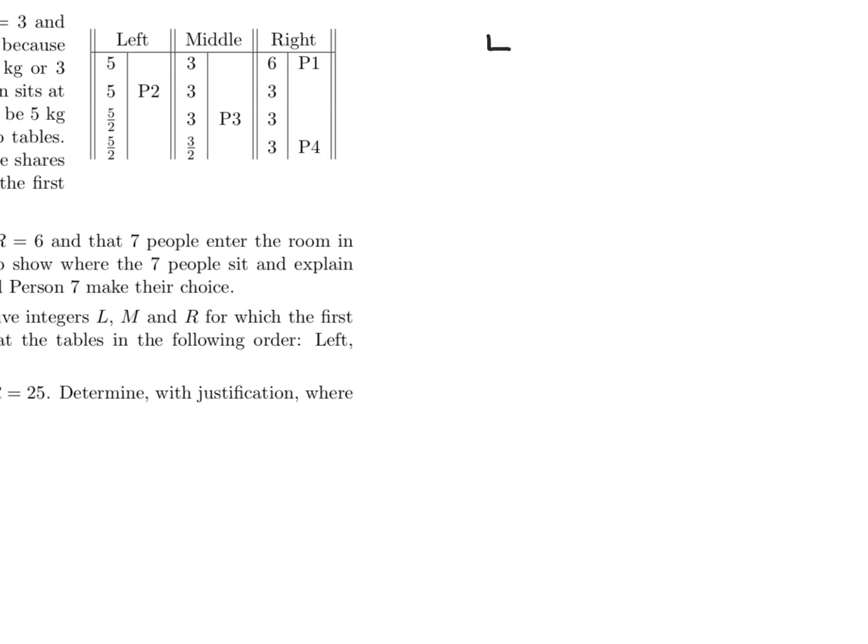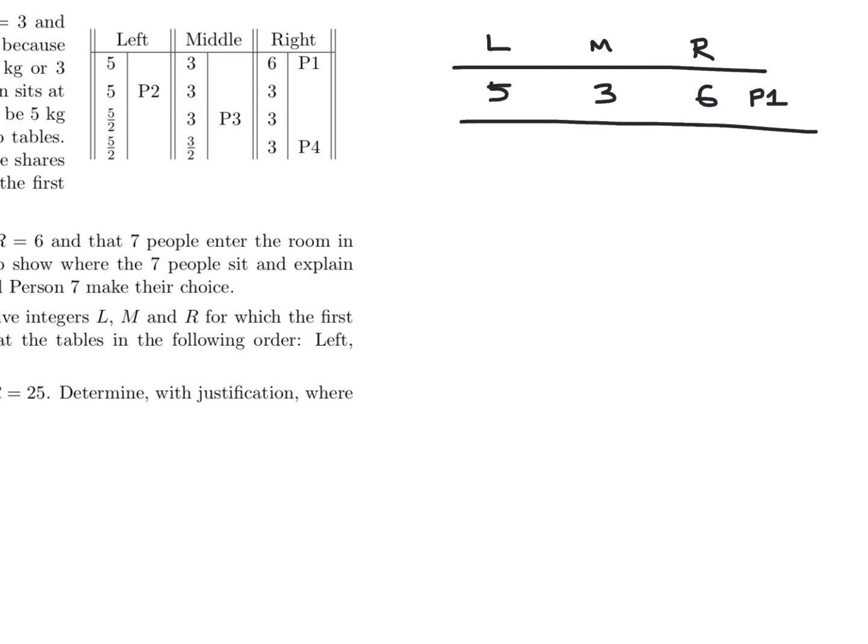So we have L, M, and R. Initially, the numbers are 5, 3, and 6. According to the rules of the question, person 1 goes where the number is greatest, so person 1 would go here. Then we continue to fill in the numbers. This is unchanged, this is unchanged. This will be 3 because it would have to be divided by 2 people if somebody went there. Before it was 6 divided by 1, now it's 6 divided by 2. Now the largest is this one, so that's where person 2 goes.